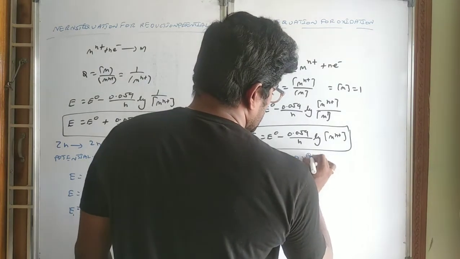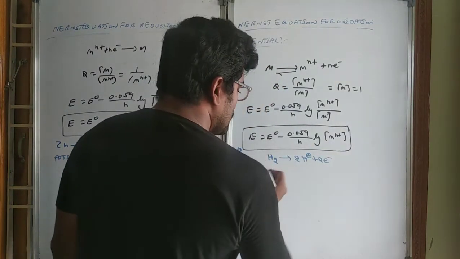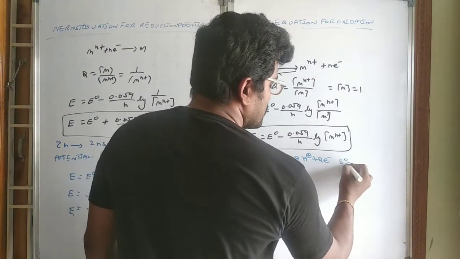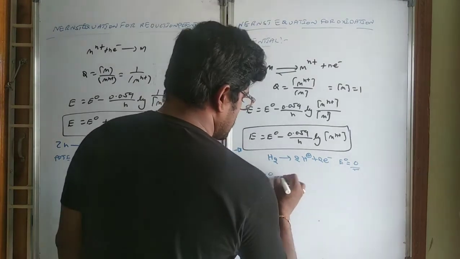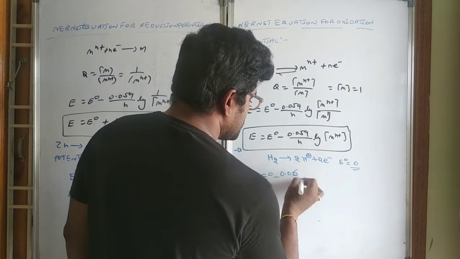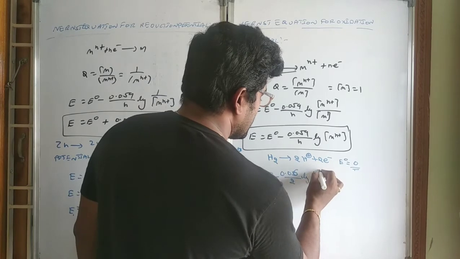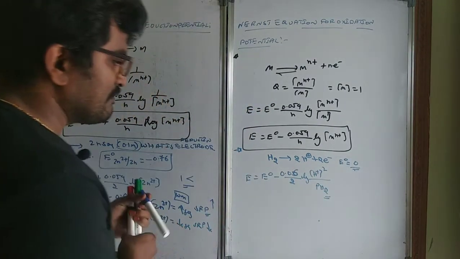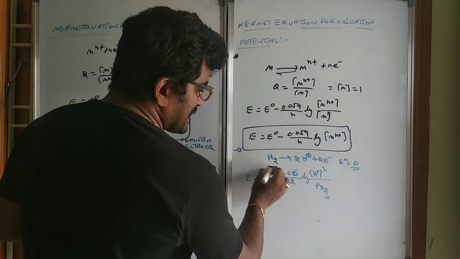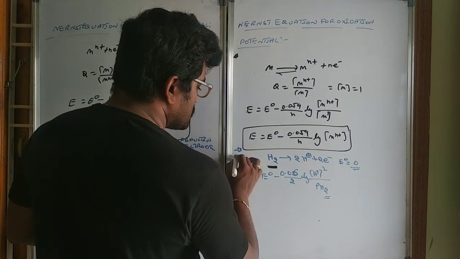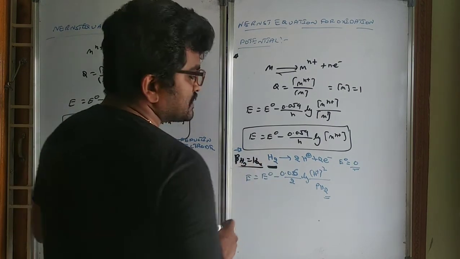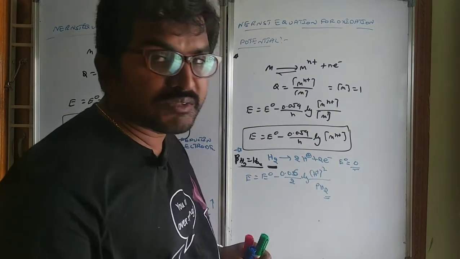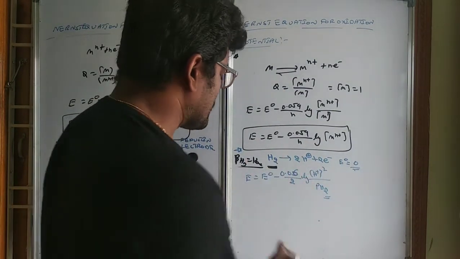H2 gives 2H+ plus 2 electrons. So E is equal to E naught. E naught for the hydrogen electrode is equal to 0. That we will discuss. 0.06 by 2 log of H+ concentration whole square by pH2. This is a very important thing. For gas electrodes, the pH2 value will be 1 bar generally. Here, if the pressure of the hydrogen or any gas passed changes, the electrode potential changes.